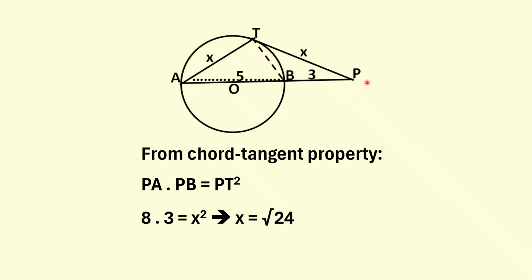PA into PB. PA is 8, 3 plus 5. PB is 3. PA into PB, 8 into 3, 24, equal to PT square. PT square means x square. So x square equal to 24. X equal to root 24. That is the first result we get.